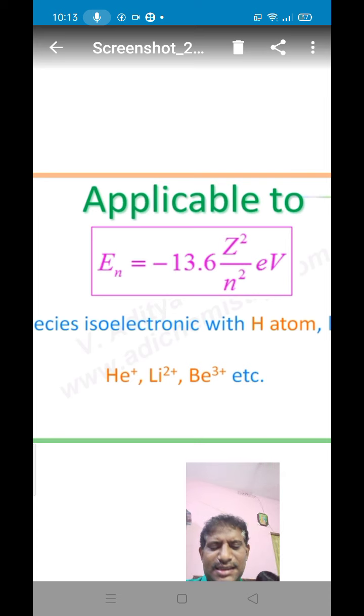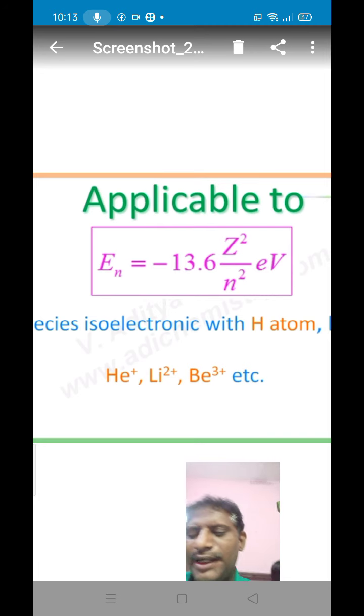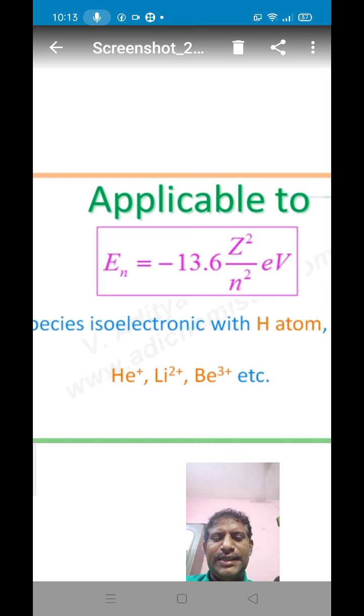Now let us discuss the success of Bohr's theory for hydrogen atom. The first success is that Bohr's theory explains the hydrogen spectrum and spectra of ions having one electron.